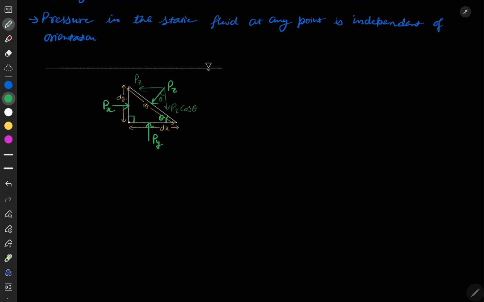And the horizontal component, or even if you don't consider the force components, we can directly write using the area. So from here we can write that dx is equal to ds cos theta and dy is equal to ds sin theta.